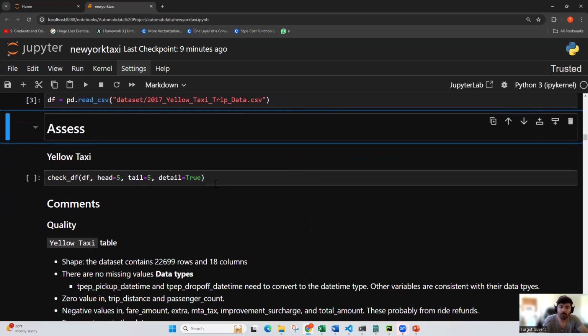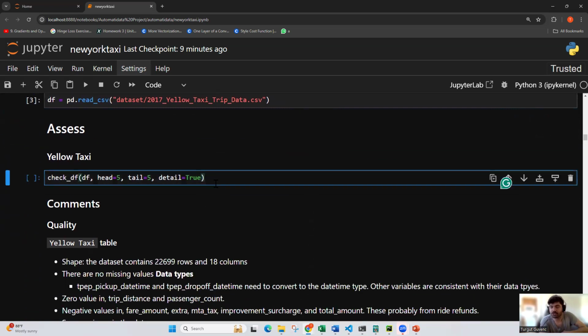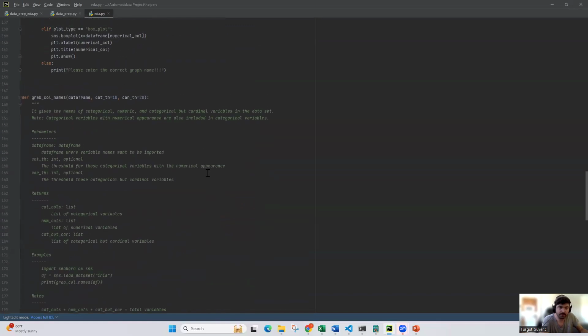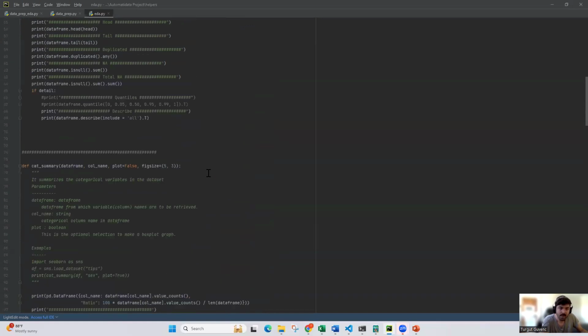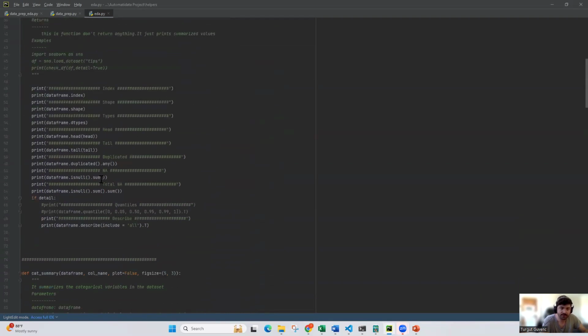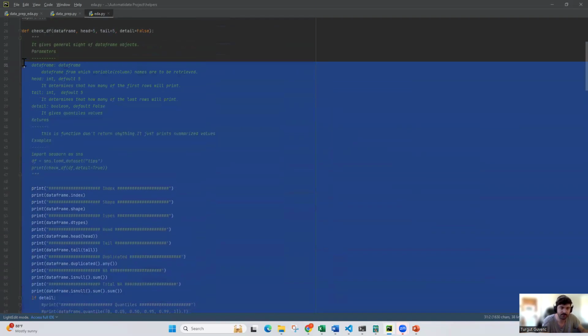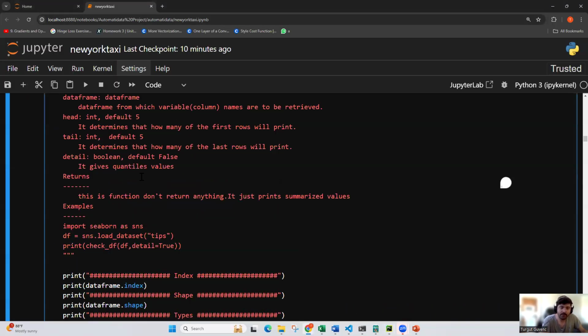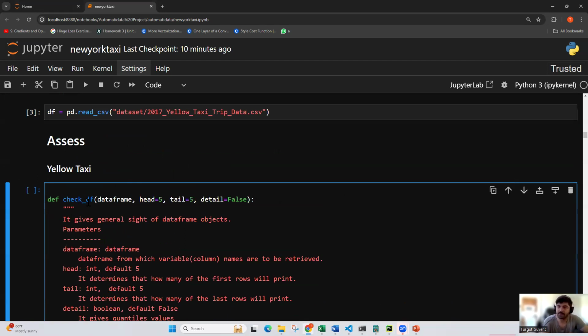In the assessing part, we are going to use the checkdf function. What does the checkdf function do here? Let me bring it up. Okay, this is the checkdf function. This is really small here, so let me bring it to our notebook. Here, this checkdf function takes a data frame and gives us a general observation of the data frame object, right?